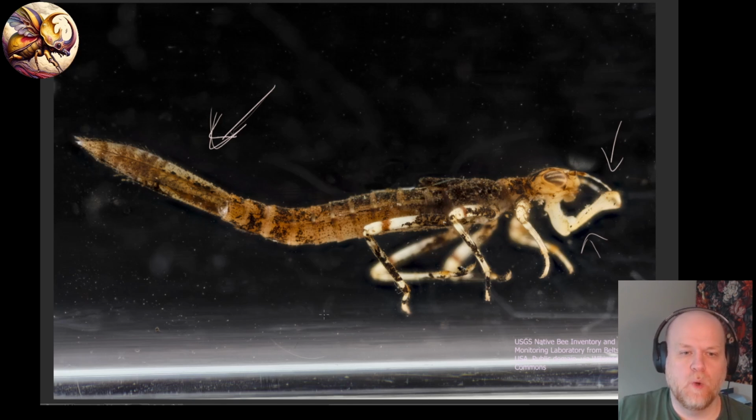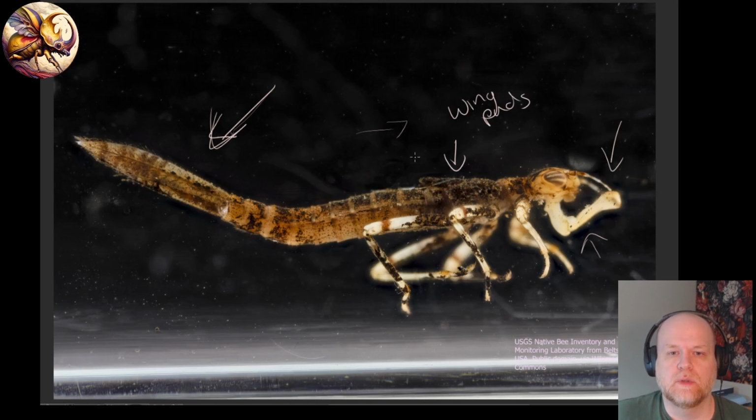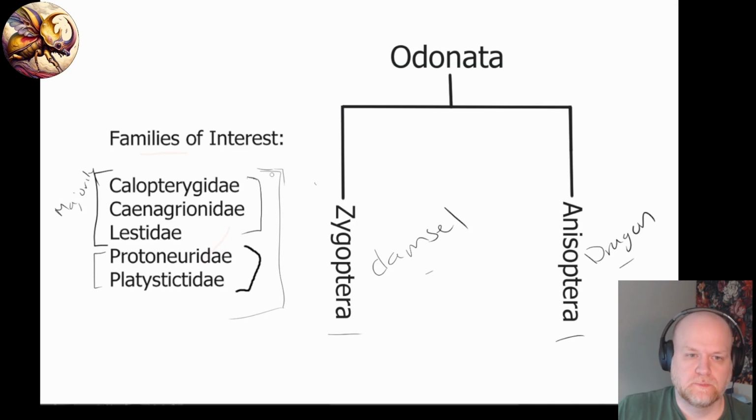They will be in the water for most of their life until they crawl to the shoreline and undergo their last molt, where they will finish developing their wings. You can see their wing pads here, the little buds of the wings. Then they will do their final molt. Their wings will be developed and they'll be able to fly, and they can go about on the land. So what we're going to talk about today are actually the adult stages of the Zygoptera.